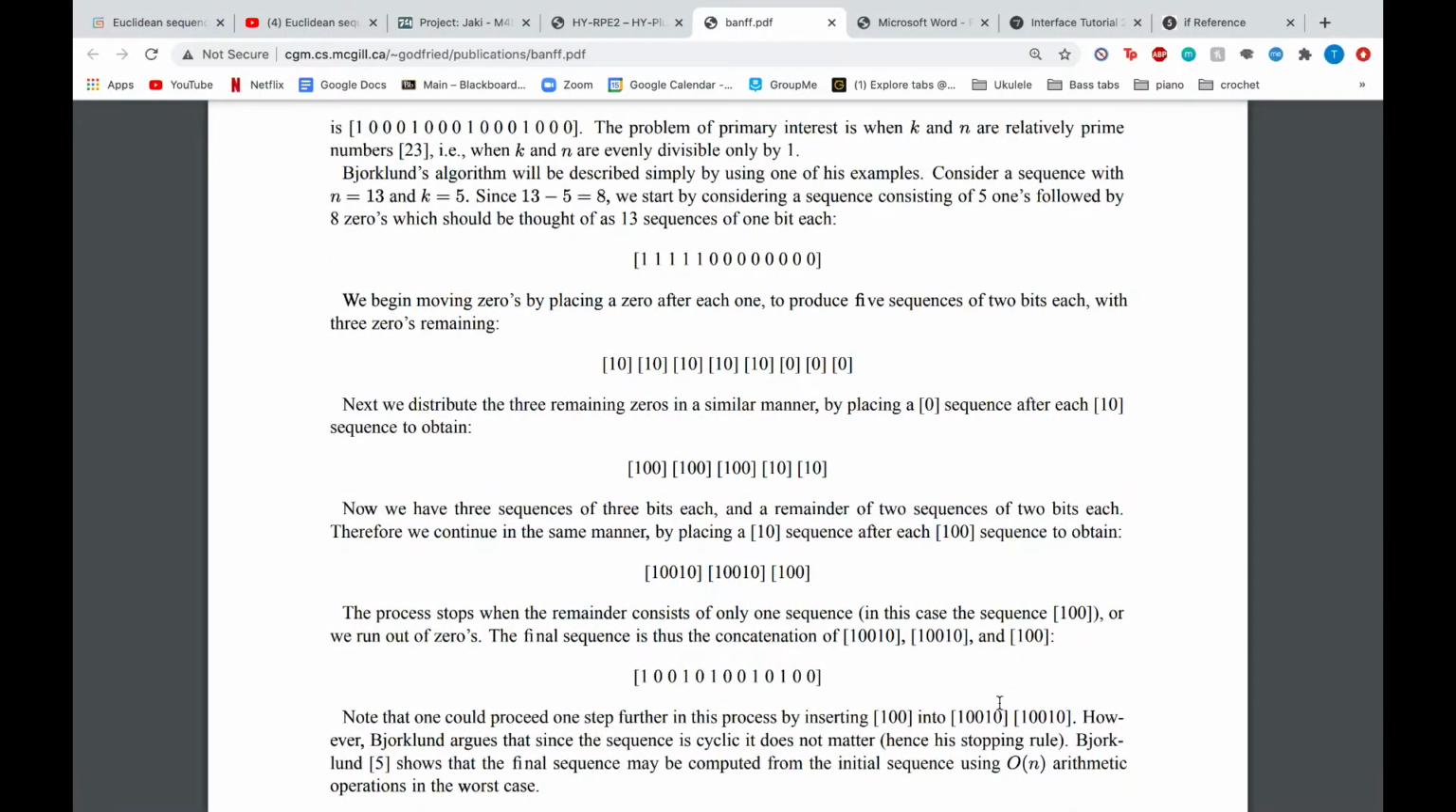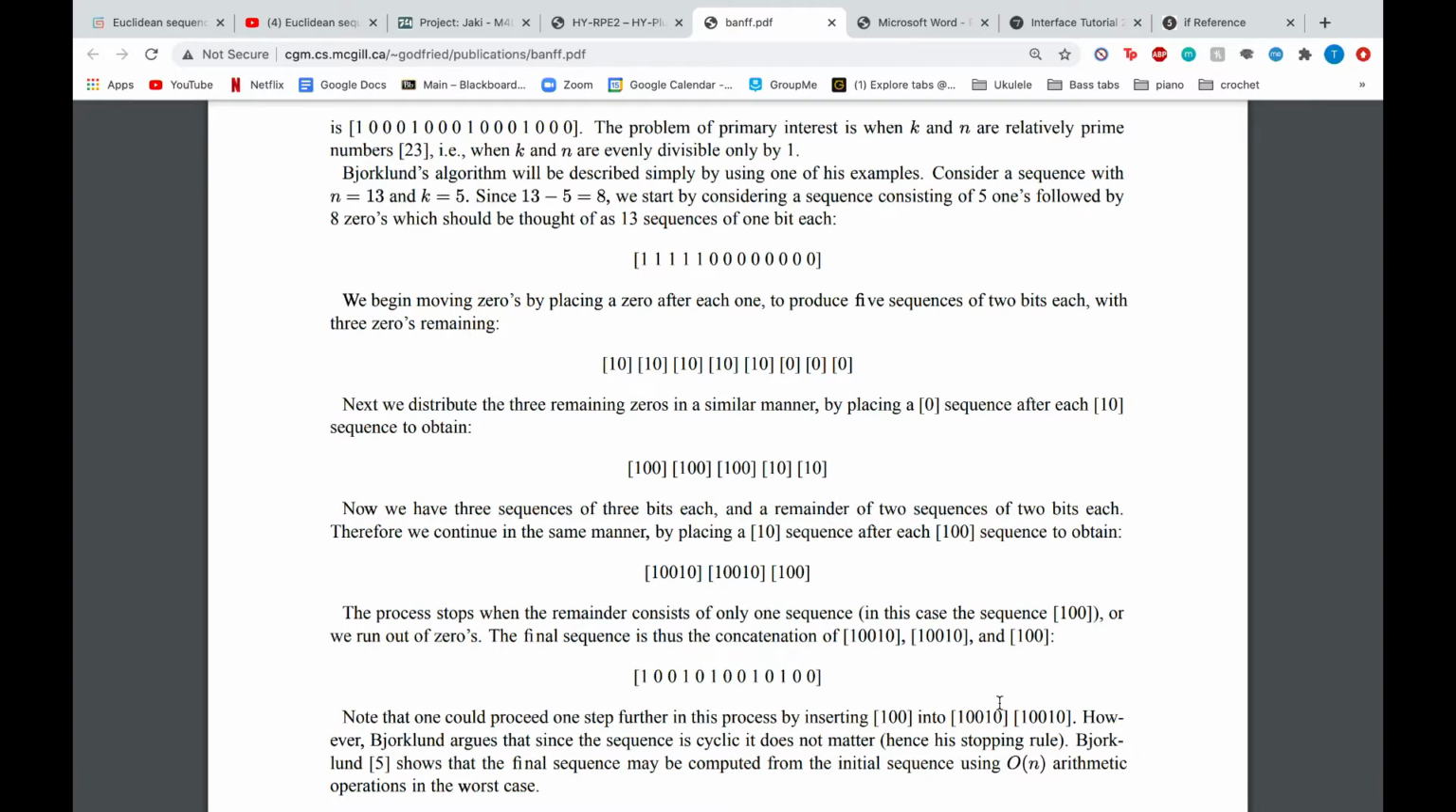In the early 2000s, there was this physicist, and he was working on a particle accelerator. And one of the problems that he ran into was that he had to evenly space a certain number of events over a certain number of slots. So for instance, the example that we see here, he had to evenly space 5 events over 13 slots, where each event is represented by a 1 and each empty slot is represented by a 0.